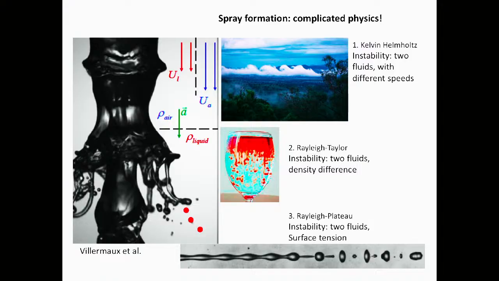And then you have these ligaments forming because of gravity, which I call the lava lamp effect. And this is a Rayleigh-Taylor instability. And once you've formed these liquid threads, you will have the Rayleigh plateau instability that finally leads to droplets. So to understand what a droplet size distribution from such a spray would look like, you would need to understand at least 3 instabilities in all gory detail.